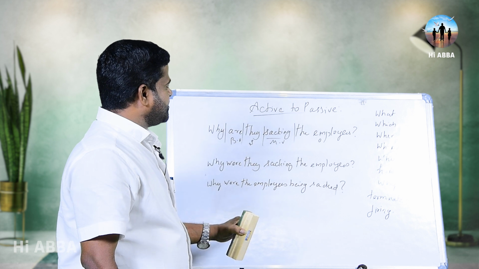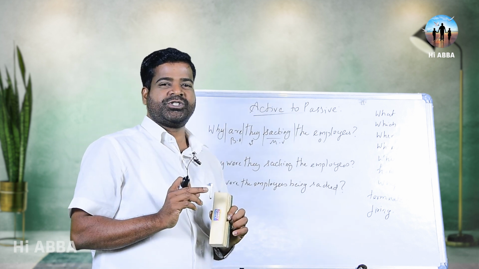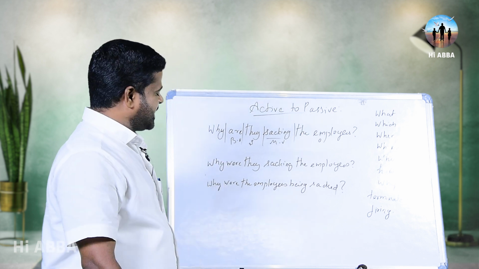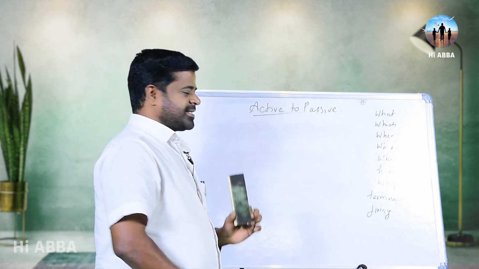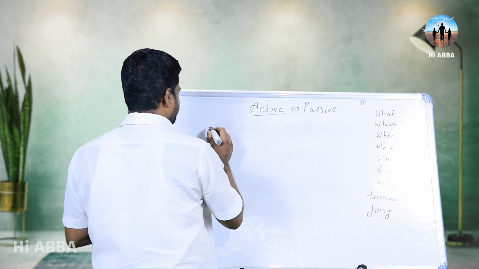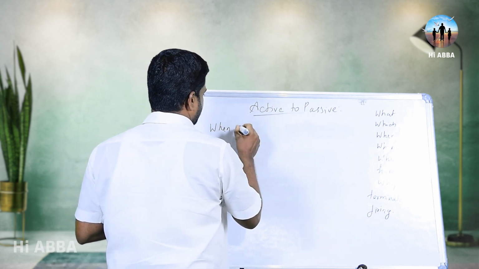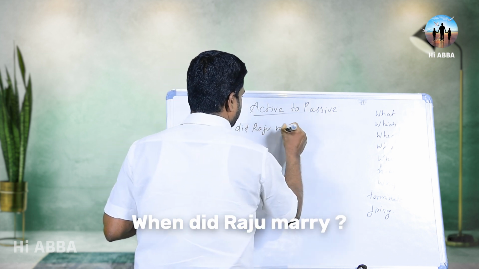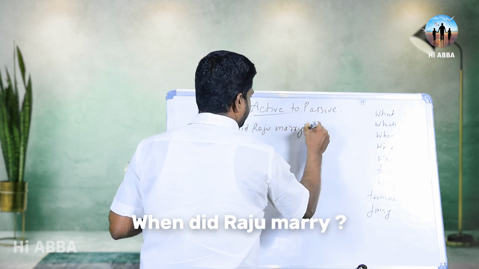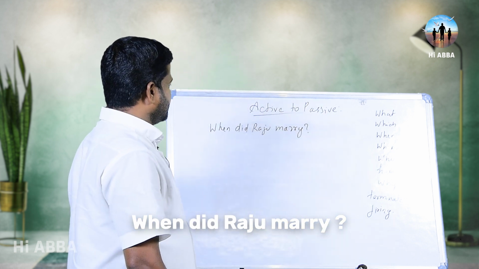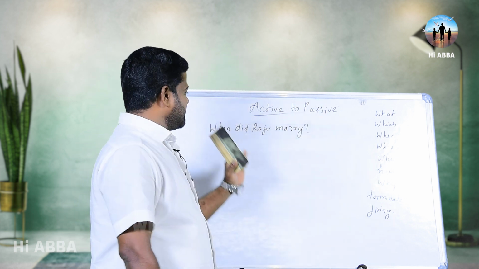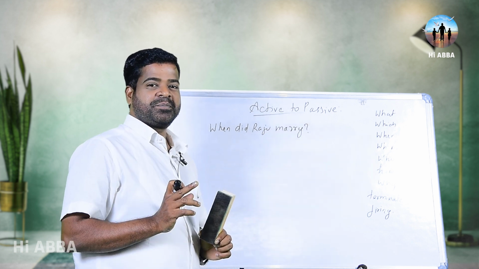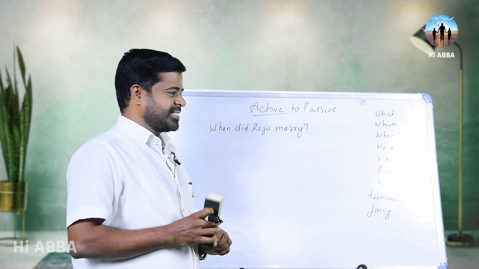So these are the examples of how to change a WH question into passive voice. We have seen some examples. We'll see one more example that will also be interesting to know. One typical example I am going to give you now. Let's say, when did Raju marry? Now look at the sentence, when did Raju marry? This is in simple past tense, WH question, positive sense.